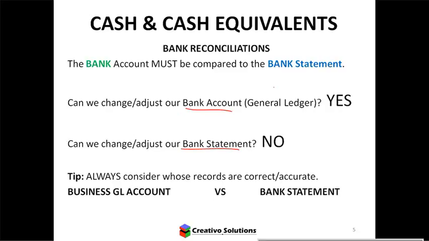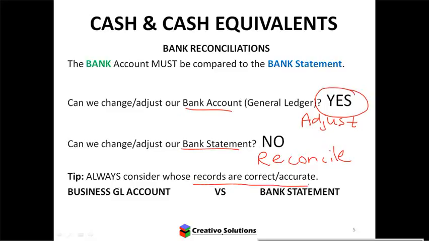What do you do if there's an error on your side? You alert the bank and you would adjust. What happens if there's an error on their side? You'd have to alert the bank, but you'd have to reconcile. So you don't do both. You do one or the other. You never do both. It's either adjust or reconcile. Always consider whose records are correct. That's key. If you know the bank is correct, then you reconcile and fix our accounts.